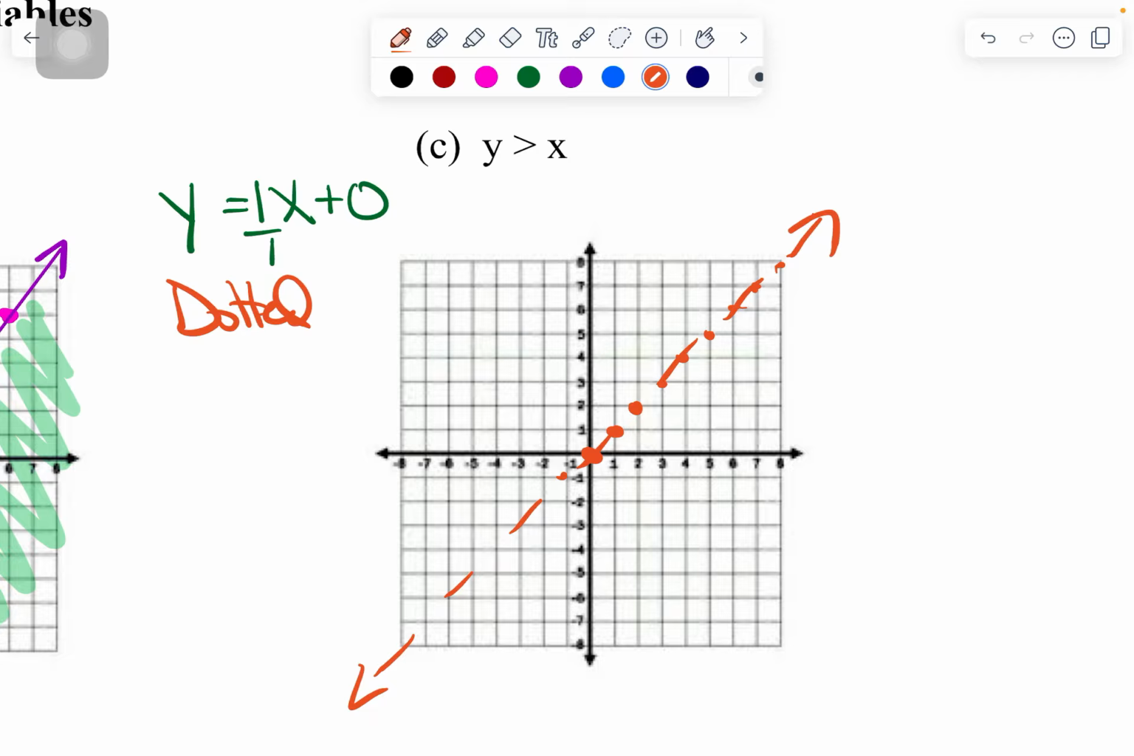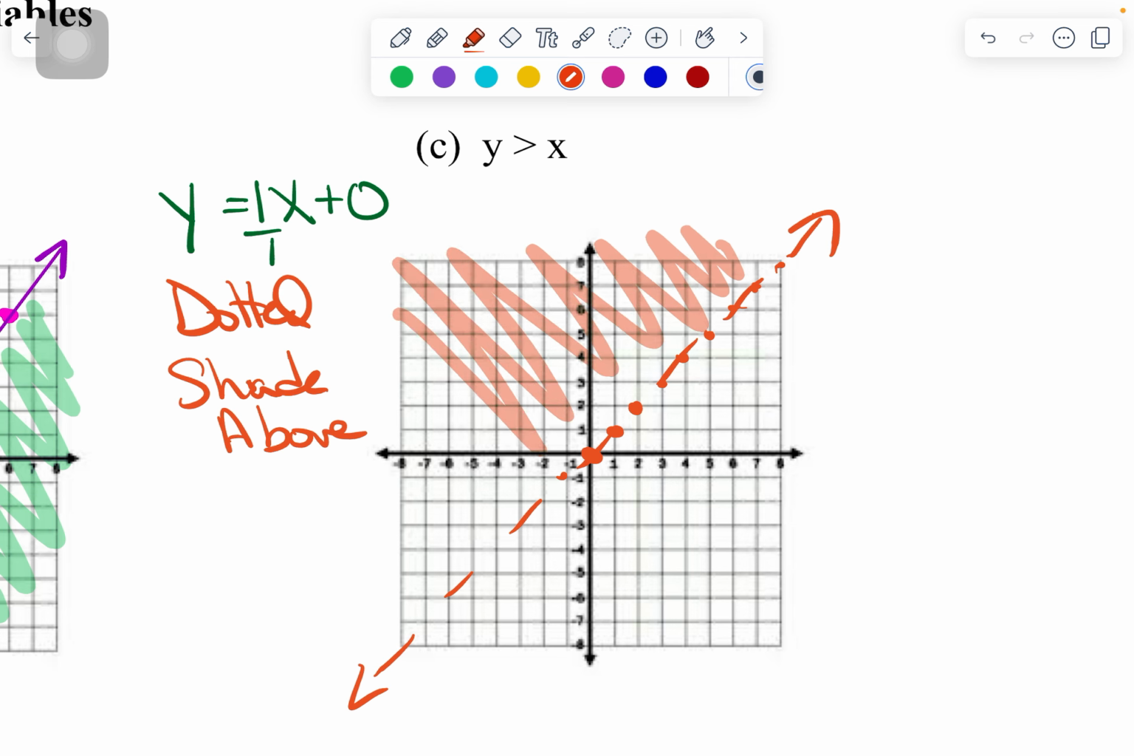And we want to figure out, are we shading above or below? So greater than here means we want to shade above. From your boundary line here, we want to shade above that. So let me grab a highlighter. We'll go orange this time to go with the boundary line. So there is the shading above it.